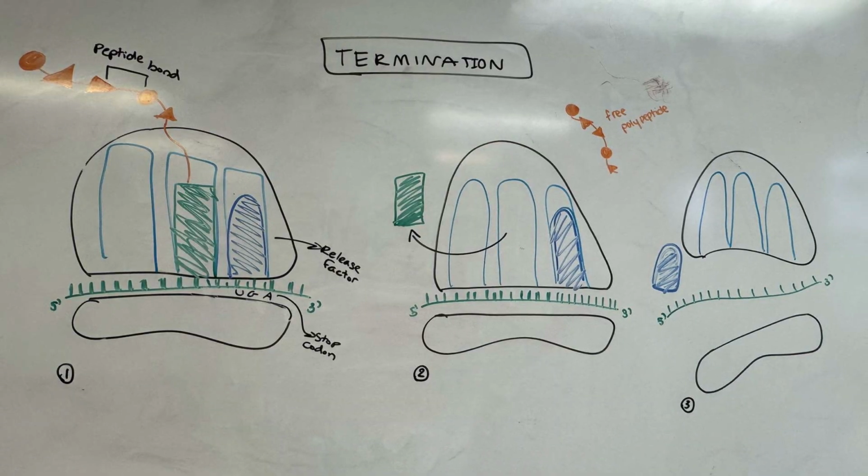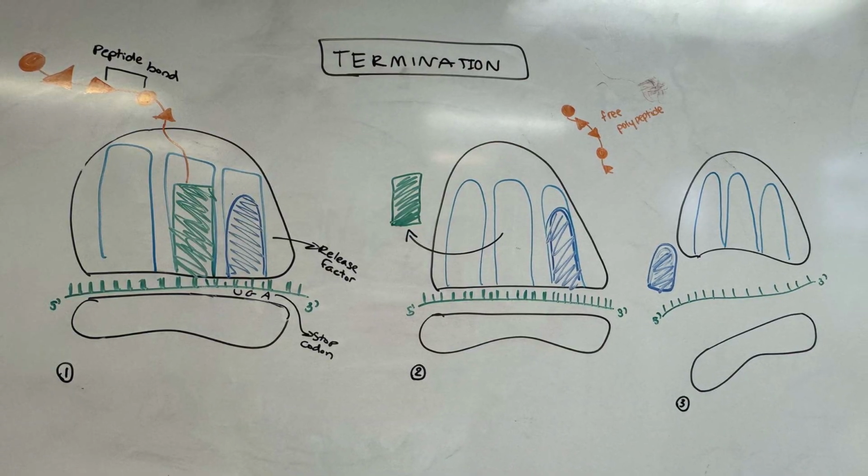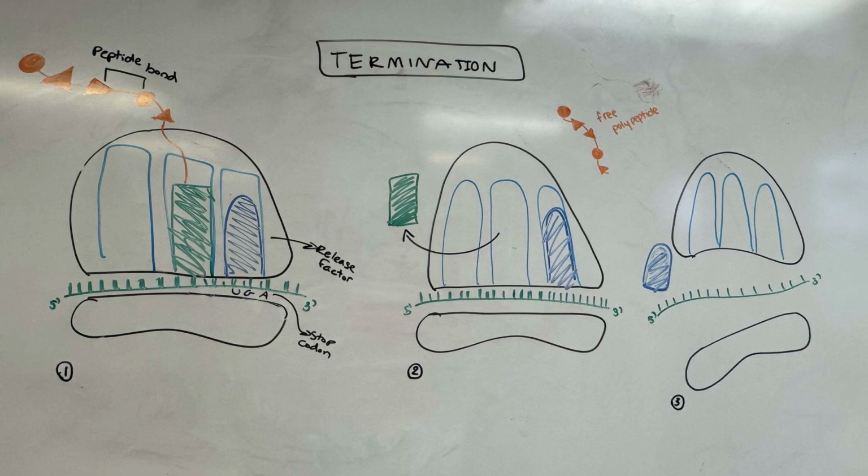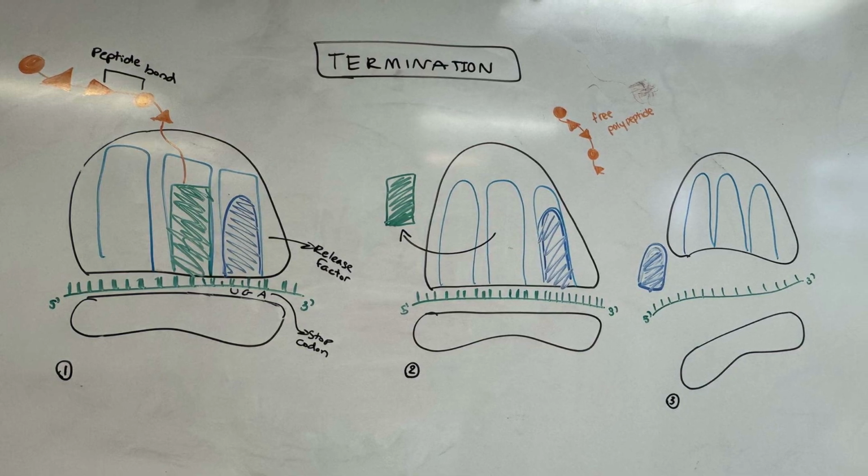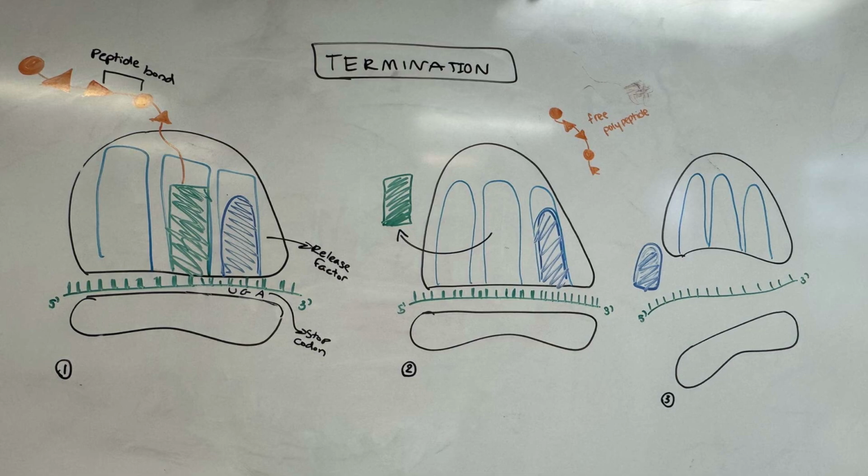The last step of translation is termination. This occurs when the release factor recognizes the stop codon, which is UGA in this case, and causes the translational complex to dissociate and the completed polypeptide gets released.